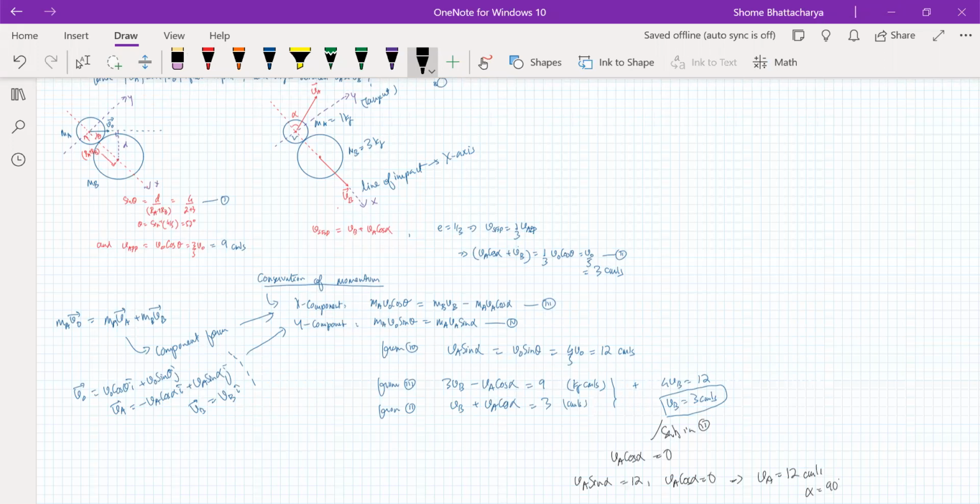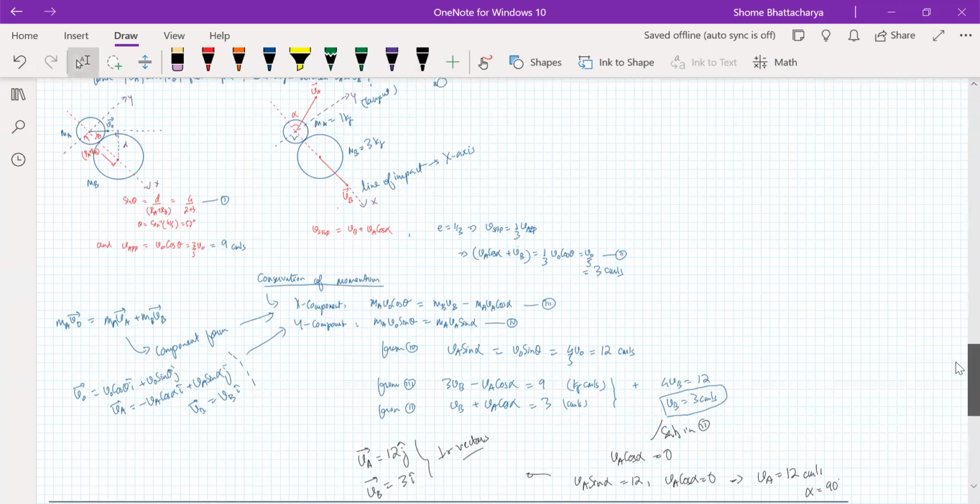Okay. So once we know that, now we know that VA as a vector quantity is 12 j cap and VB as a vector quantity is 3 i cap. So they are perpendicular vectors. So this is what's happening in this particular case. Yeah, so let's go over this.